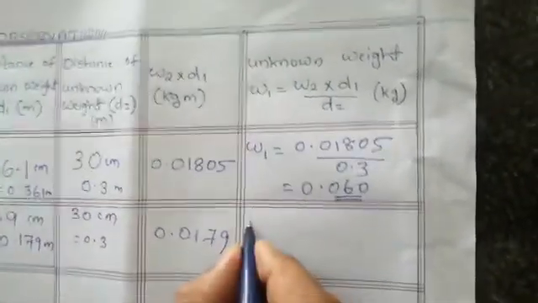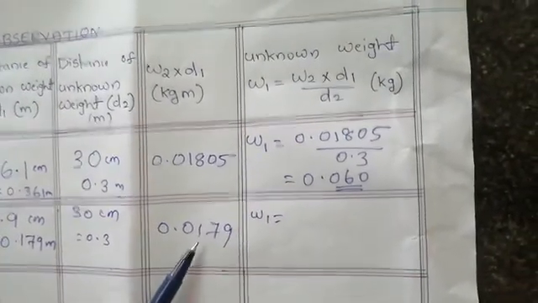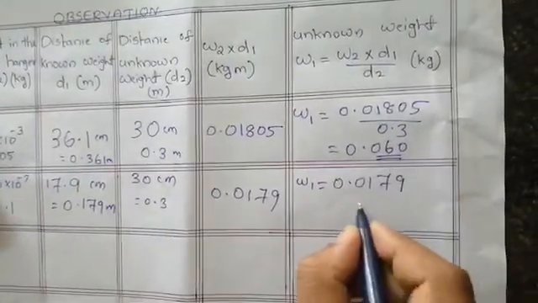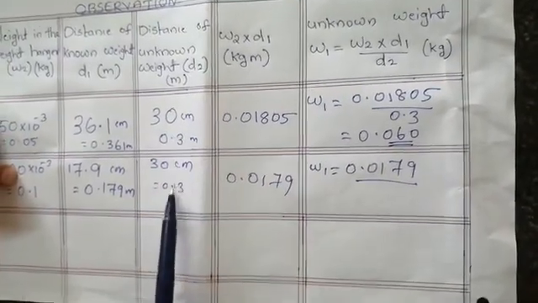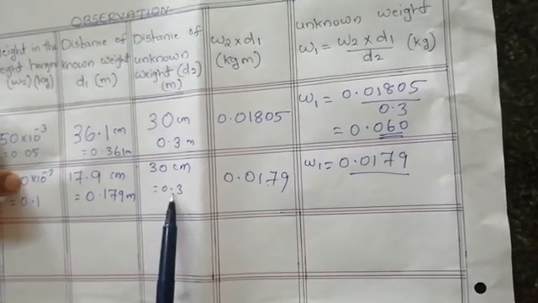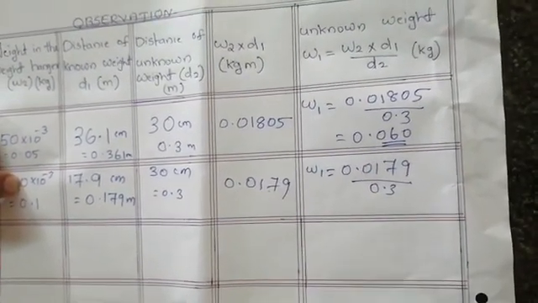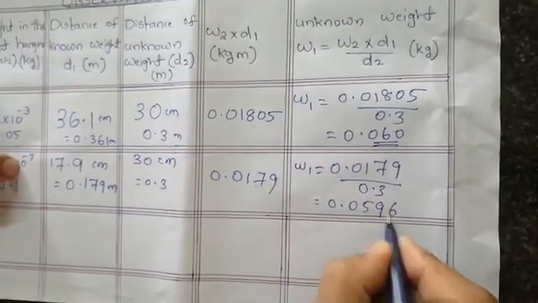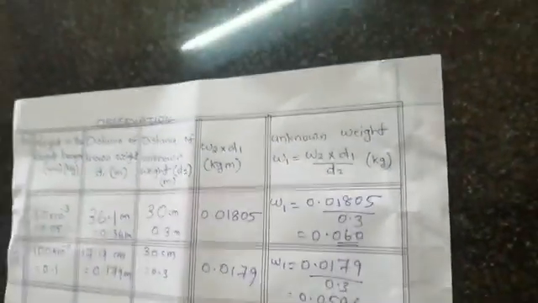So final answer W1 unknown weight is equal to the quantity which you have obtained just now, W2 into D1, 0.0179 divided by D2. Which D2? D2 will be same, but if you're doing the calculation over this side, this D2 you have to use, that is 0.3. So when you do this calculation, you will get your answer as 0.0596. Say slight difference is there, that is not a big matter because very small change only. We can find the average.